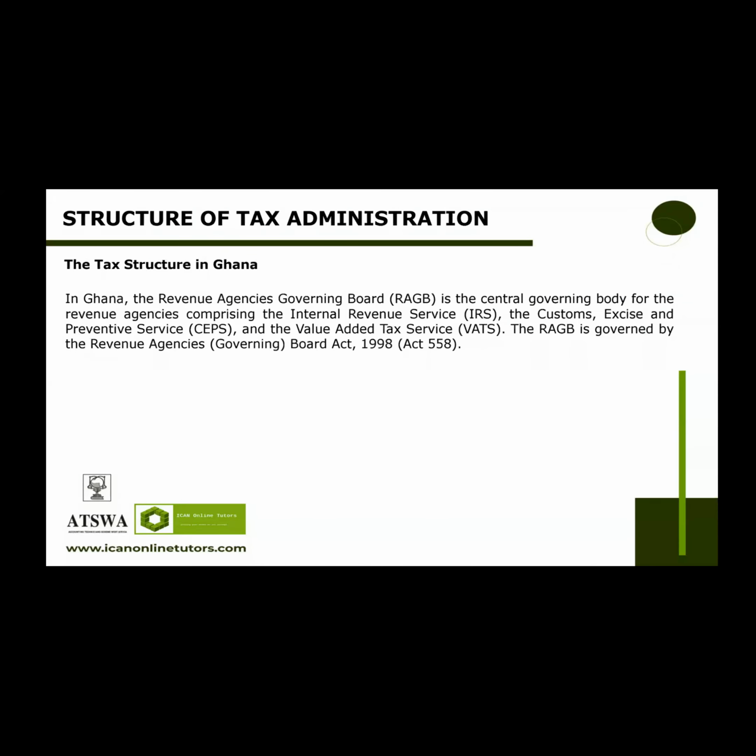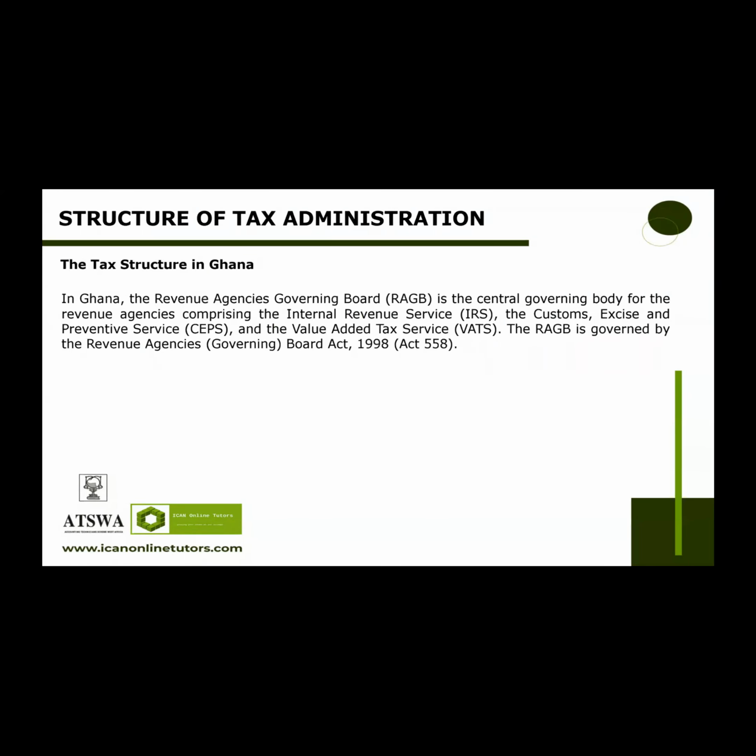Structure of tax administration. So we are starting with that of Ghana. In Ghana, the Revenue Agencies Governing Board is the central governing board for the revenue agencies, comprising the Internal Revenue Service, the Customs, Excise and Preventive Service, and the Value-Added Tax Service. The Revenue Agencies Governing Board is governed by the Revenue Agencies Governing Board Act 1998, Act 558.